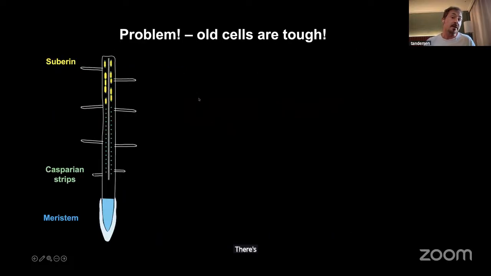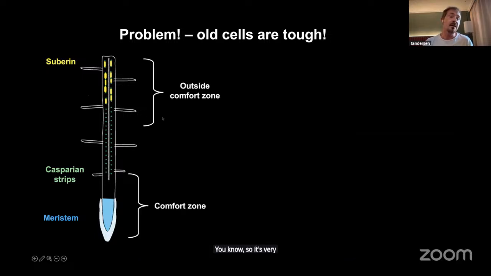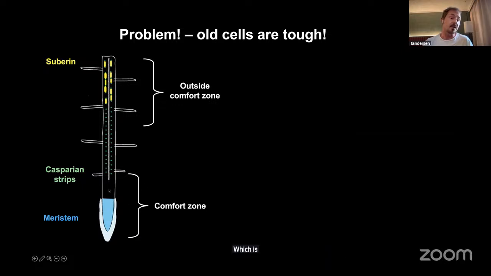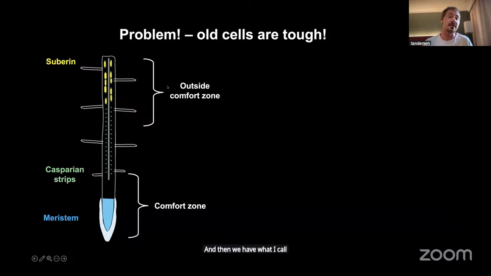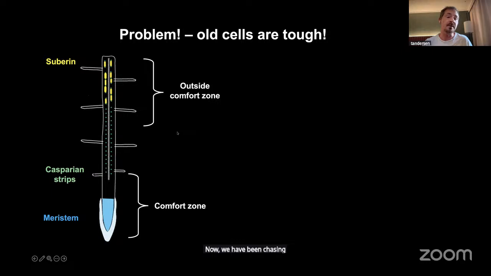There is one problem studying passage cells, though, and that is that old cells, and in particular these suberizing and Casparian strip containing cells, are tough, so it's very hard to study them. Another problem within developmental biology is that we have what I like to call the comfort zone, which is the meristem and some young cells. These are easy to study, and very often studies are focused in this area of the root. And then we have what I call the developmental outside the comfort zone, which are these old cells, because they're quite tricky to study.